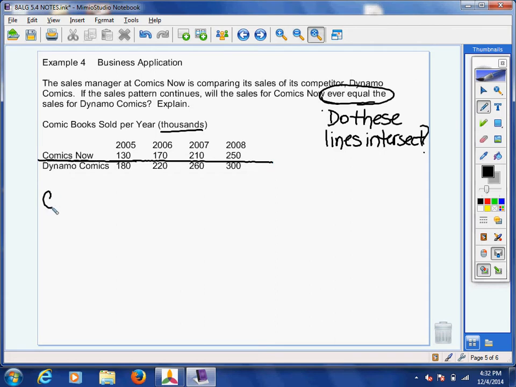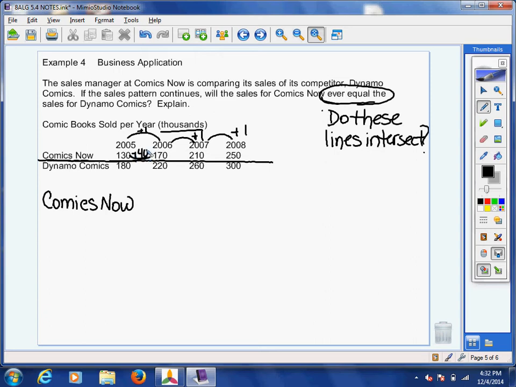Comics Now. We need to come up with an equation. As you may recall, notice how the years are going up by 2005 to 2006, so we're going up a year. Do you see that pattern? We're going up each year, so we're going consecutive years. Now, what's going on with the sales, or comic books sold? We're going from 130 to 170. How much did we go by?